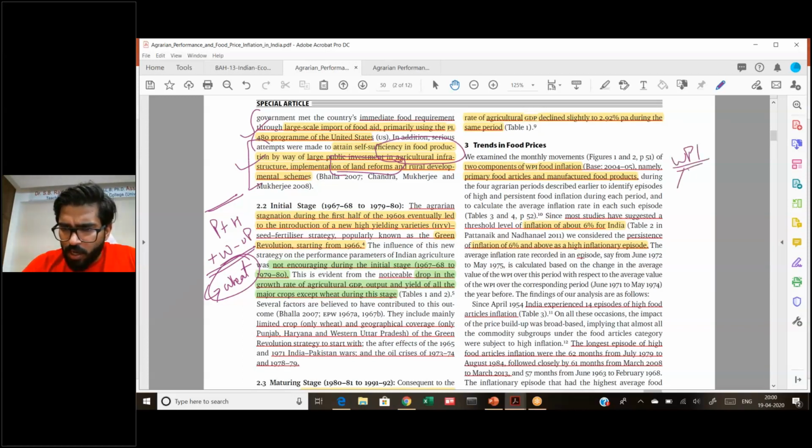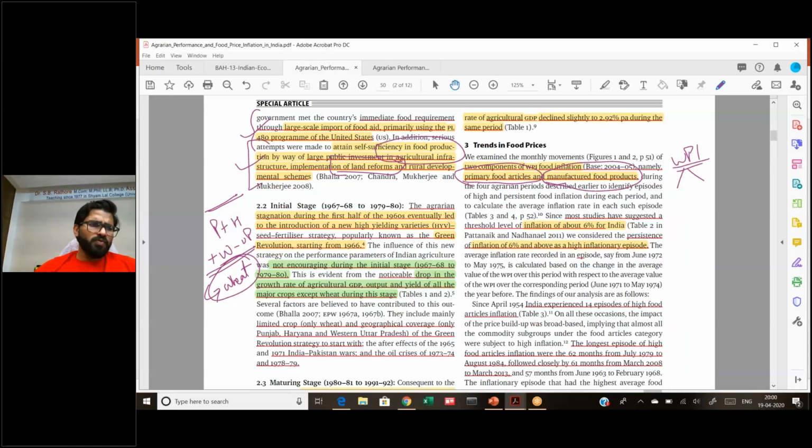These two components are, A, primary food articles, which is basically the food articles that go into the WPI, and the manufactured food items. For example, the primary food article can be mango, but a manufactured food product can be mango pickle. So we divide these food articles into two groups. One is the primary food articles, and the other is manufactured food products, which is kind of processing these foods.